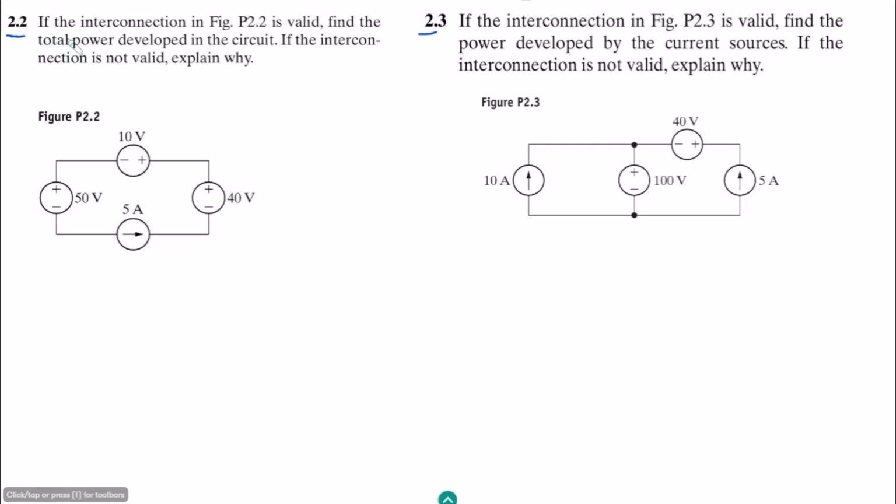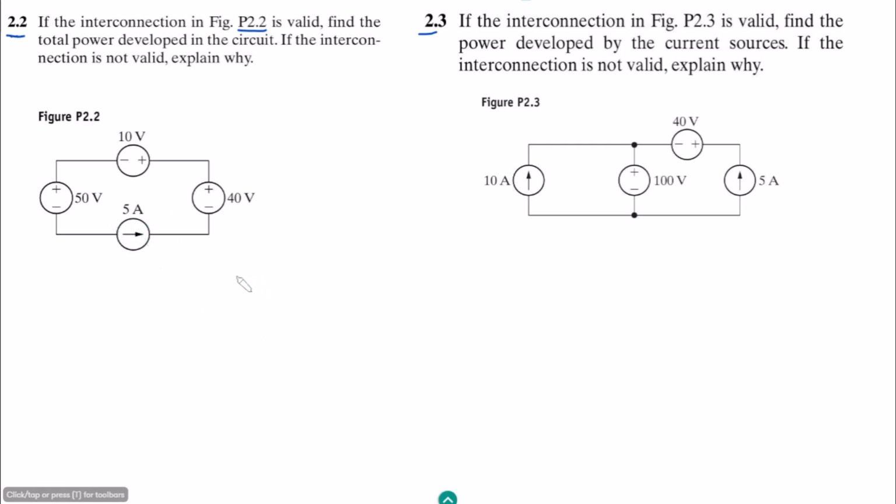So the statement of this question is, if the interconnection in figure 2.2 is valid, find the total power developed in the circuit. If the interconnection is not valid, explain it. Okay, so here this is the circuit, and we can see that there is no reason to make it invalid.